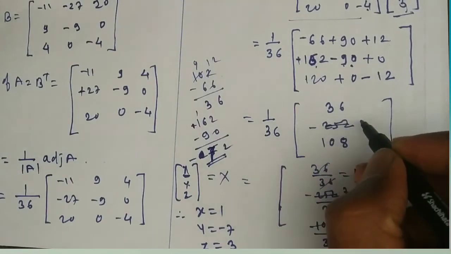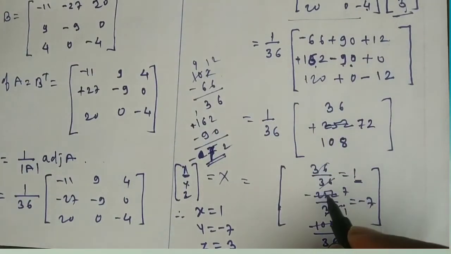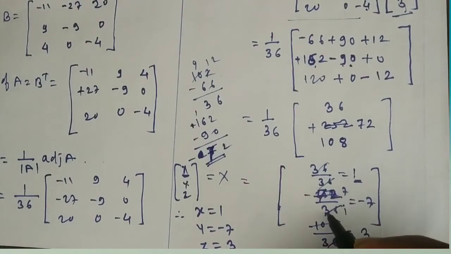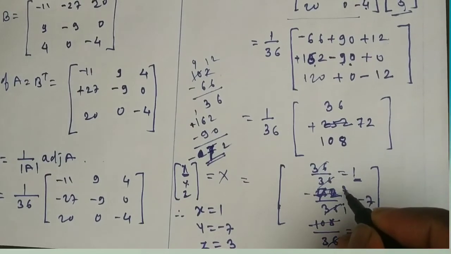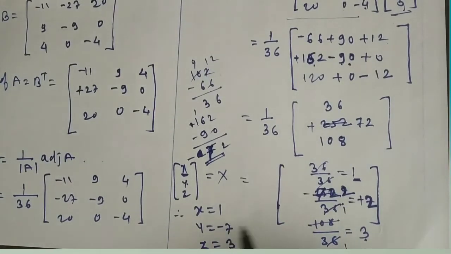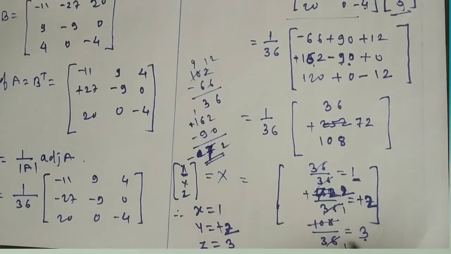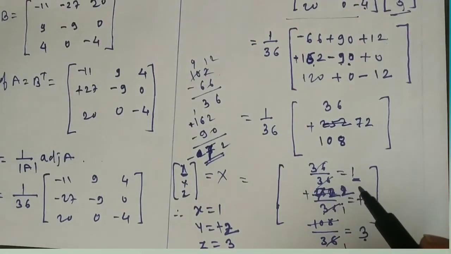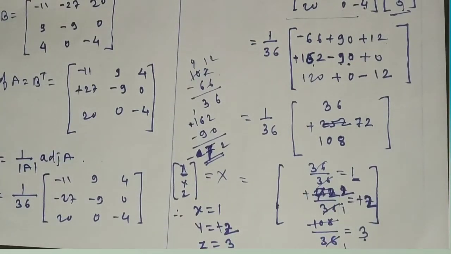So here I can write this as 72 plus 72. Now here 72 divided by 36. What is this? 36 ones are 36. 36 twos are 72. Right? So what I got here, x is 1, y is plus 2, and z is 3. Right? So here only one mistake I did in A12. Instead of plus, I have written there minus. So the answer is x equal to 1, y equal to 2, and z equal to 3.